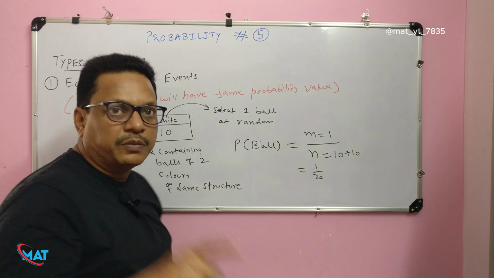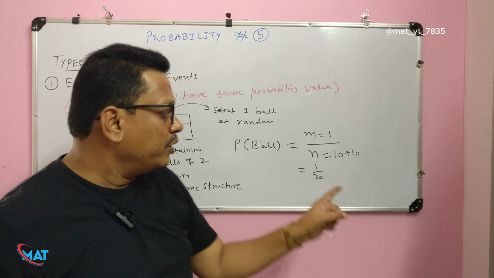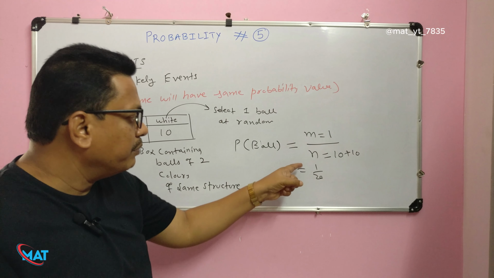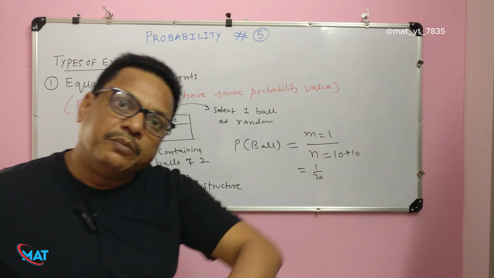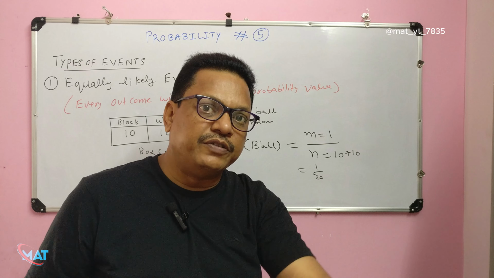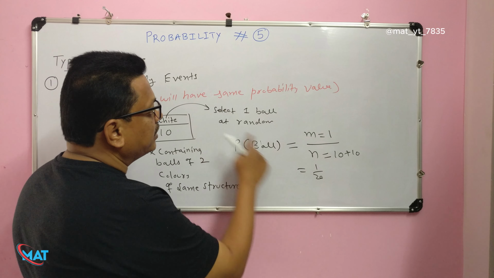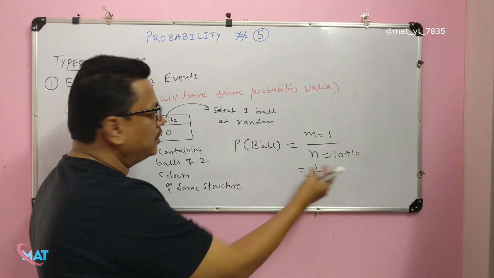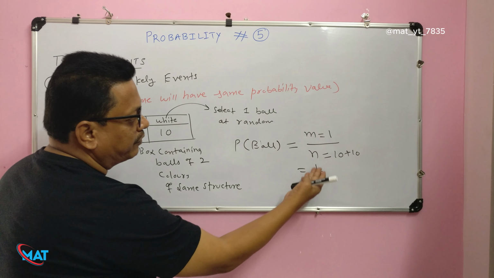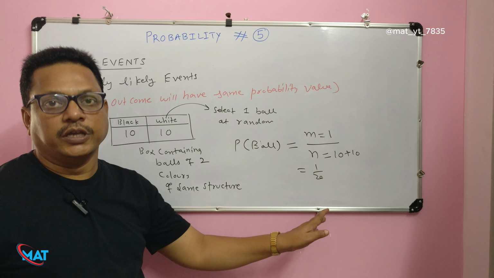Imagine each ball is numbered 1 to 20. Getting ball number 1, probability value 1 by 20. Selecting ball number 18, same 1 by 20. Selecting ball number 20, also 1 by 20. We are picking only one ball, but the number identifies which ball we are picking. How many you are selecting gives M, the favorable outcomes. N stands for total outcomes, as I mentioned in the formula. M over N, 1 over 20. So for all the 20 balls, the probability value is the same.